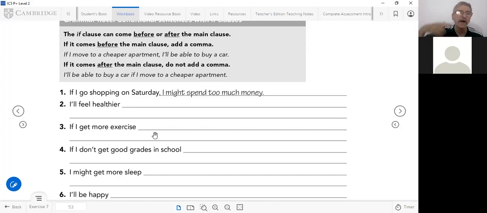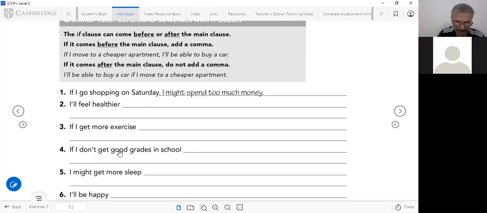After the first training, another possibility, if I get more exercise, I'll be sweating. I'll be sweating a lot. Do you understand the idea? Okay, so you can say so many things that are related one to another. Cause and effect. Okay, tell me number 4, please.